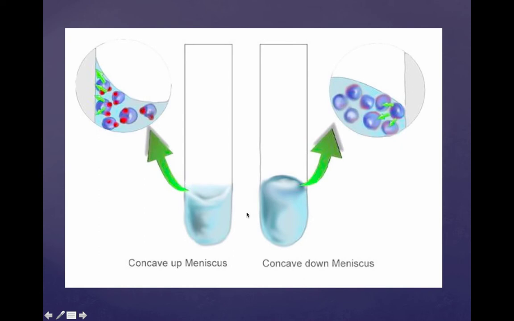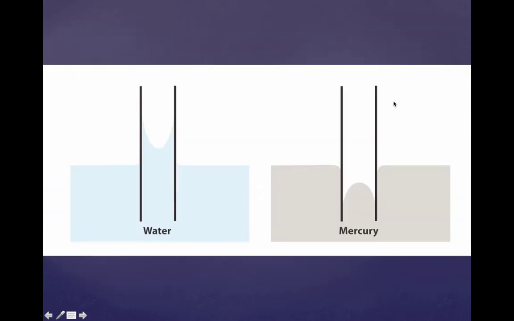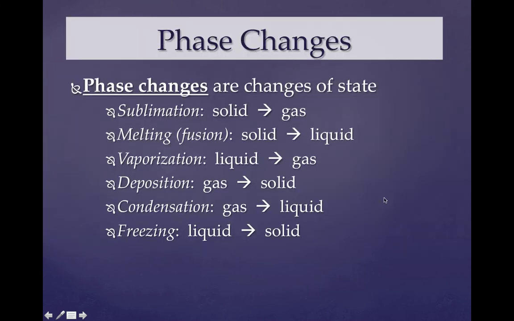The best two examples are water and mercury. Water is going to have a concave meniscus because it's more attracted to the glass. Mercury is going to have the opposite because it's more attracted to itself. So you can actually see it. The water is going to hold on to the side of the glass. The mercury is going to move away from the glass. Again, just showing you a little bit easier to see. The water is more attracted to the glass than itself. The mercury is more attracted to itself.